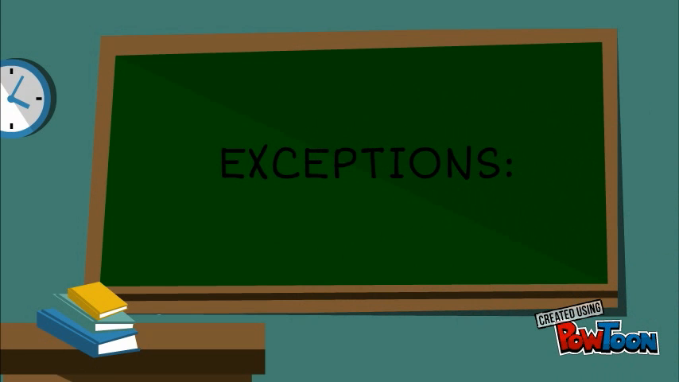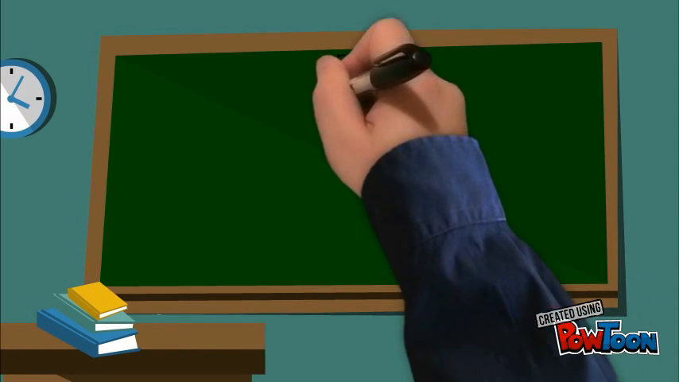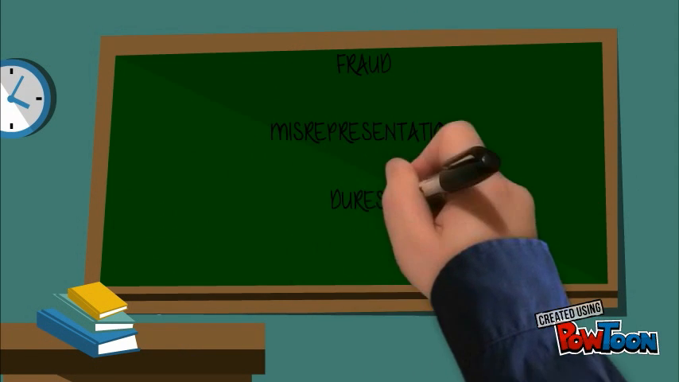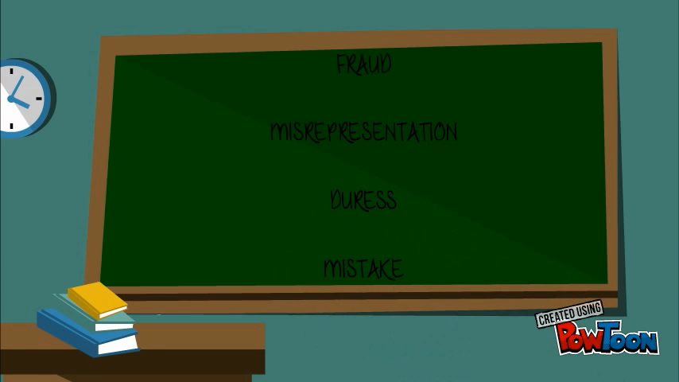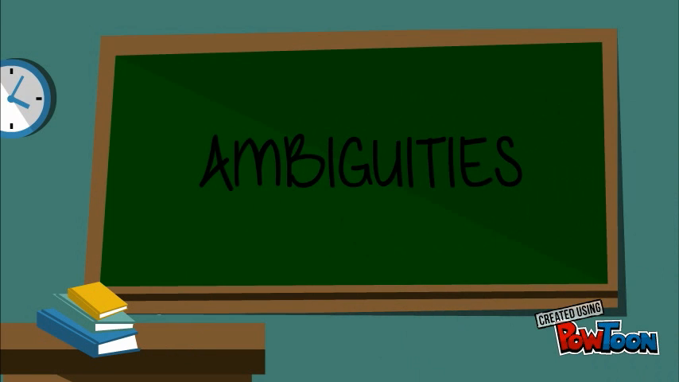There are several exceptions to the Parole Evidence Rule. Two of the most famous are: the first, if there is evidence of fraud, misrepresentation, duress, or mistake, then extrinsic evidence can be considered. The second exception applies if there are ambiguities in the contract, meaning if the plain language of the contract does not make the rights or duties of the parties clear, then extrinsic evidence can be considered.